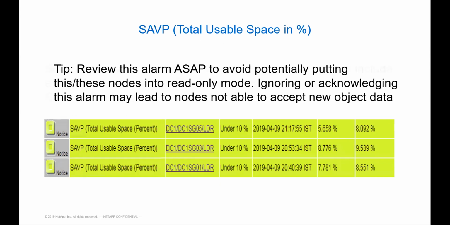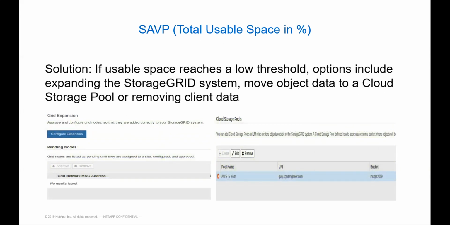Please review it ASAP. Solution, and this is a lot easier said than done, but if you catch it early enough, you can either expand the storage grid system. I know this could take a little bit of planning, right? Getting the hardware, rack and stacking, expanding, going through the process of expansion. This all can take time, but if you catch this alarm early enough, you can plan for this and avoid it. You also have the opportunity to tier off to a cloud storage pool, like I was demonstrating with that AWS bucket, or removing client data altogether. But again, we don't recommend removing client data.